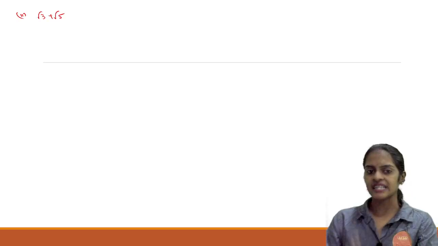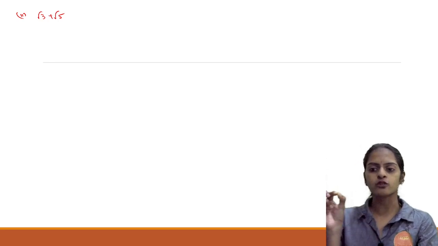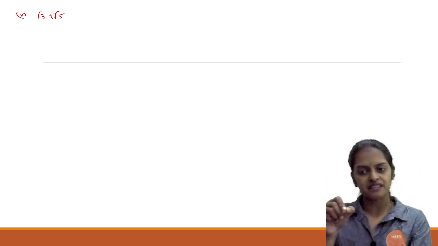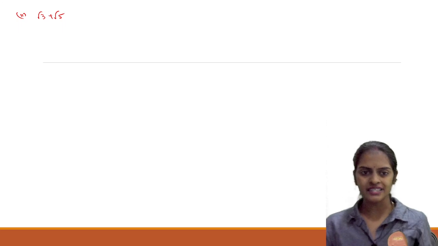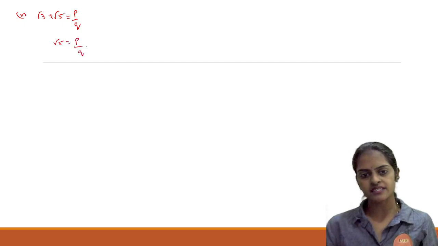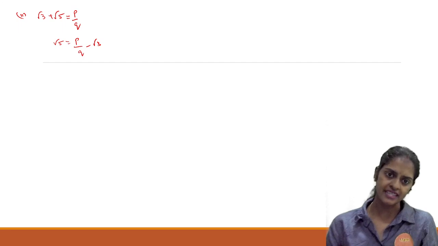But look into the next model. Root 3 plus root 5. Root 3 is irrational. Root 5 is also irrational. So here comes the problem. What to do? Here, same model. Just assume it as rational. Then take any one number to the other side. So I'm taking root 3 to the other side.